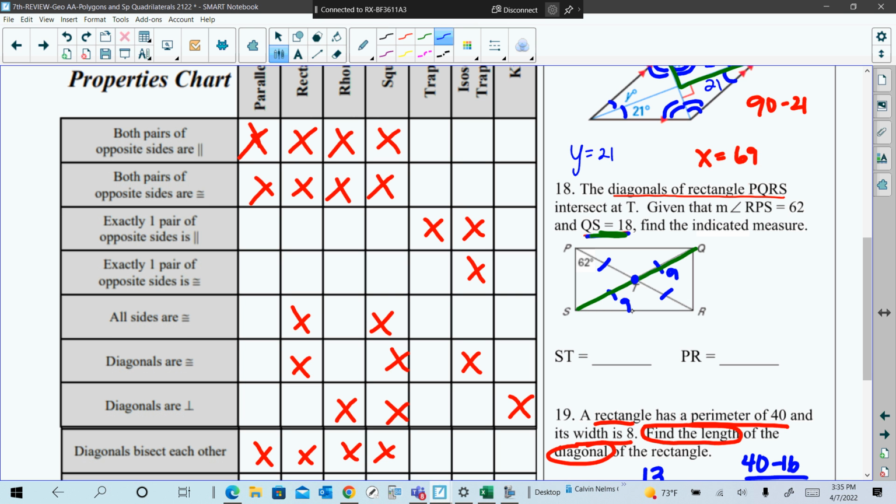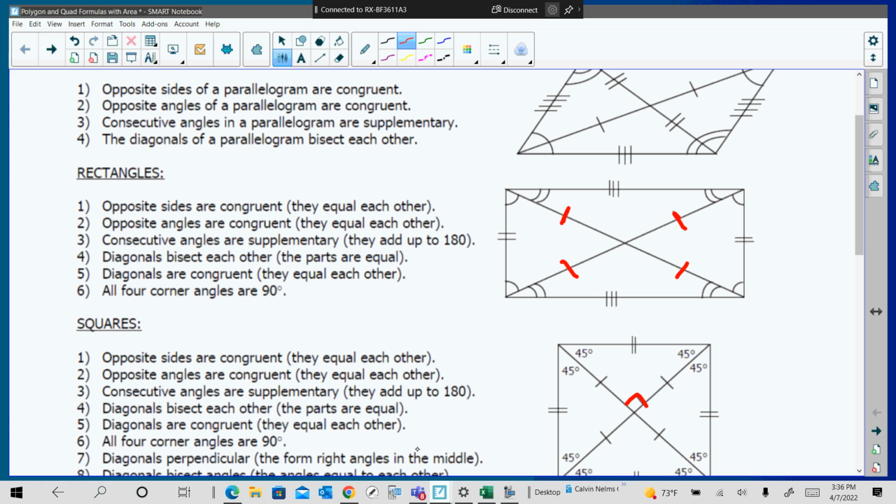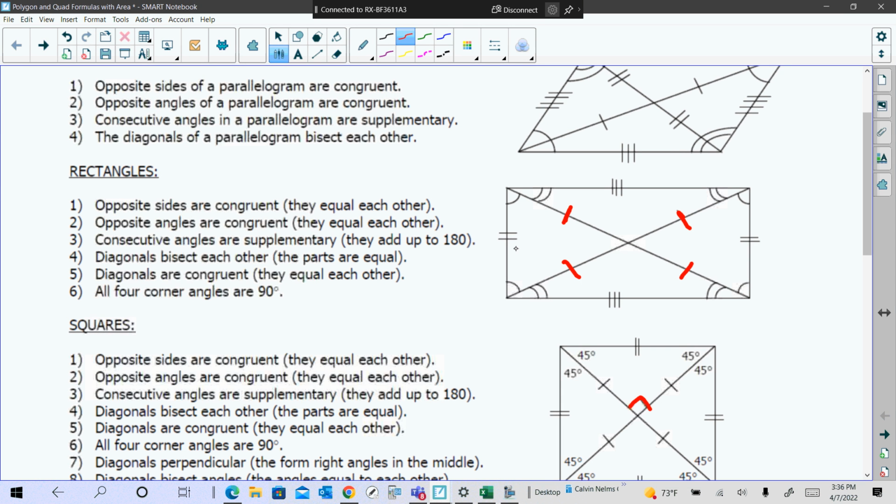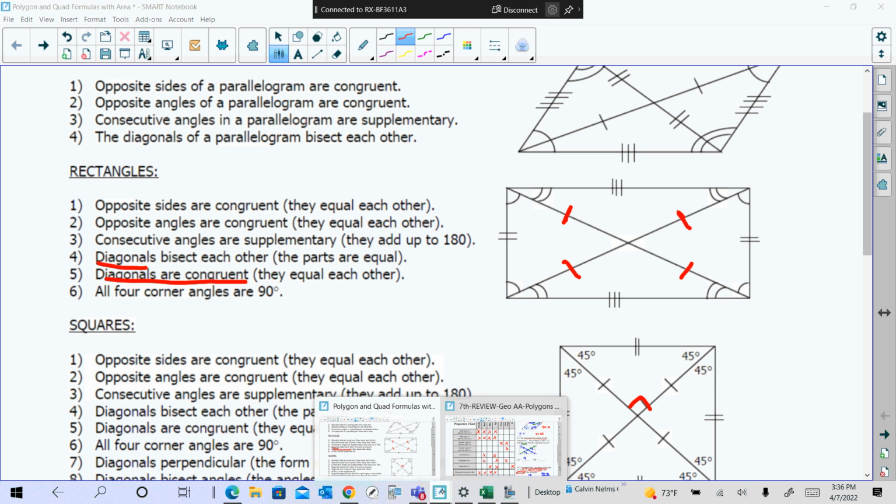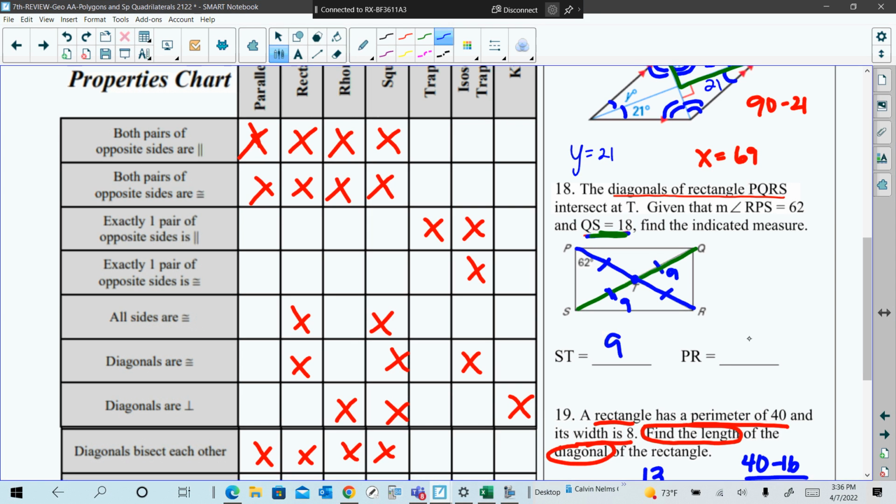So if I'm looking for ST, which is this piece right here, that's 9, compared to PR, that's another diagonal. If I wasn't too sure about the different diagonal, I can refer back to my rectangle and read about the diagonals. There it says they bisect each other. Right there it says they are congruent. They're equal to each other. So that means PR is going to be 18, just like QS. All right.